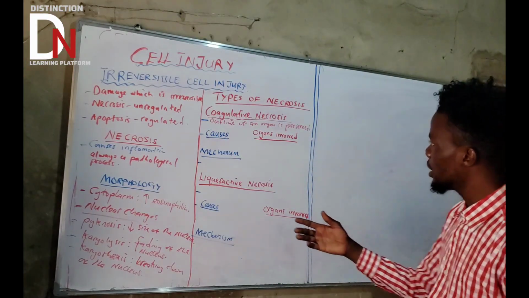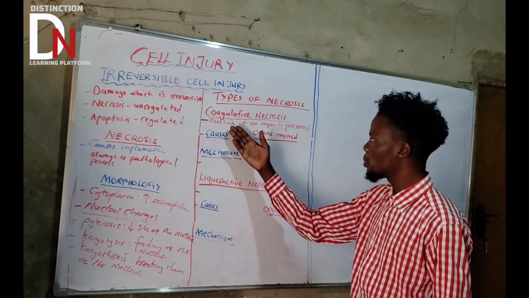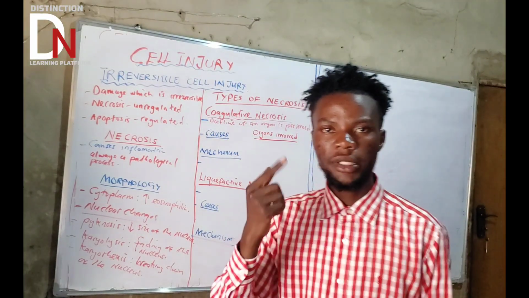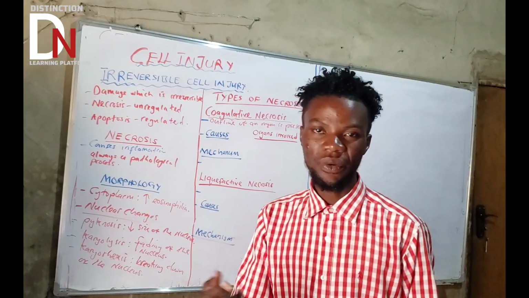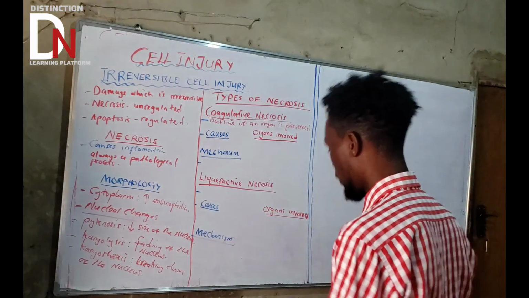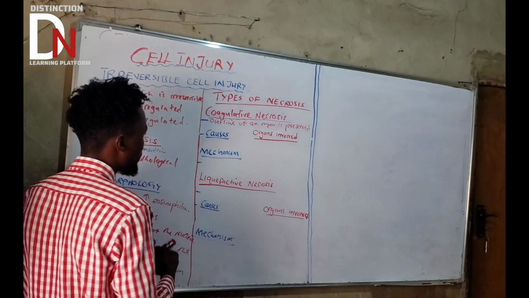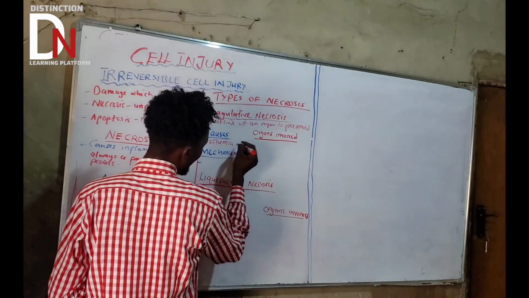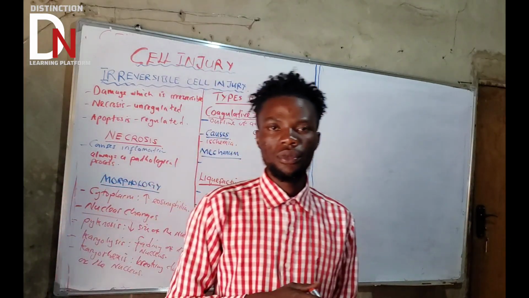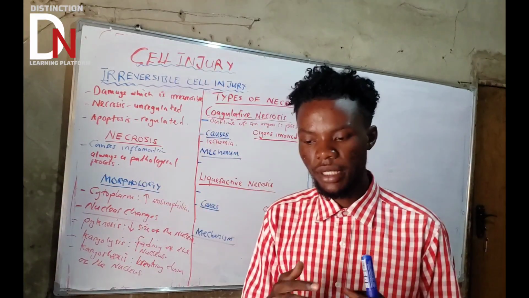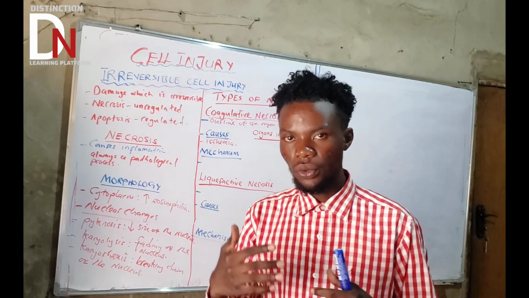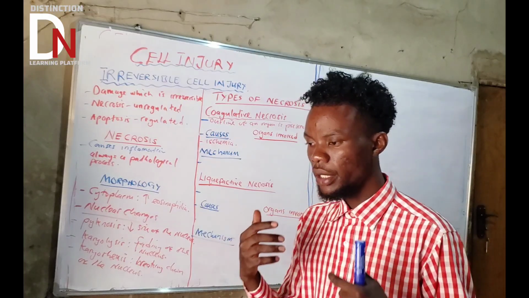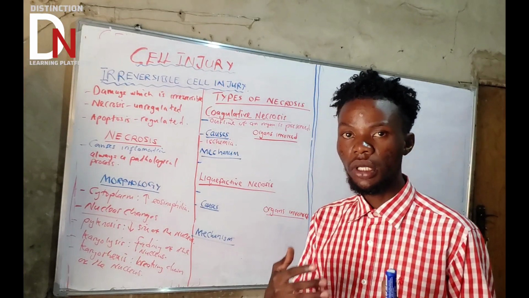Now the question is, what can cause this type of coagulative necrosis? Basically, remember that there is one common cause. What is that? We know that it is ischemia. What could cause coagulative necrosis? Ischemia. What is ischemia? Ischemia is a decreased flow of blood to an organ. If there is a decrease in the flow of blood to an organ, that is what we call ischemia.